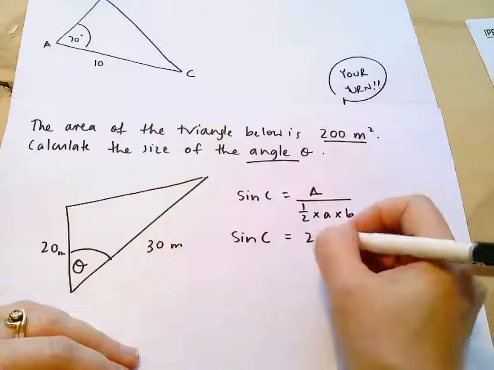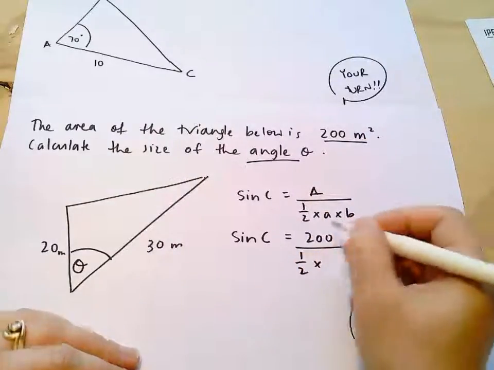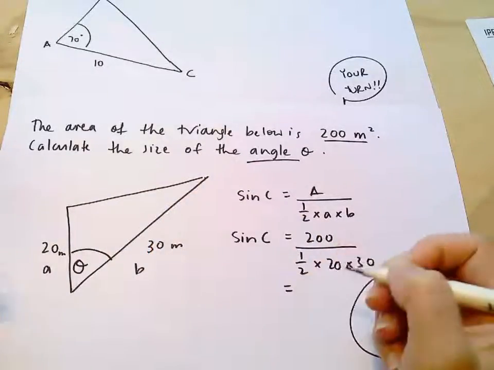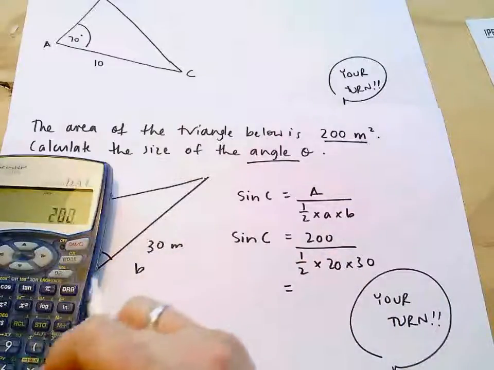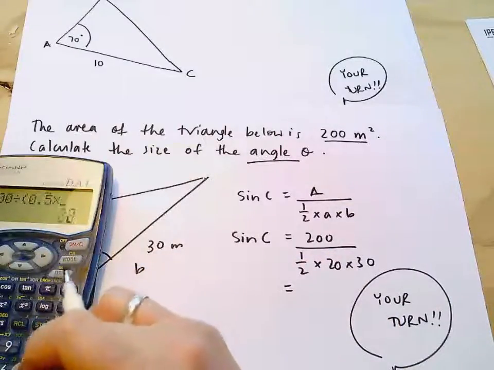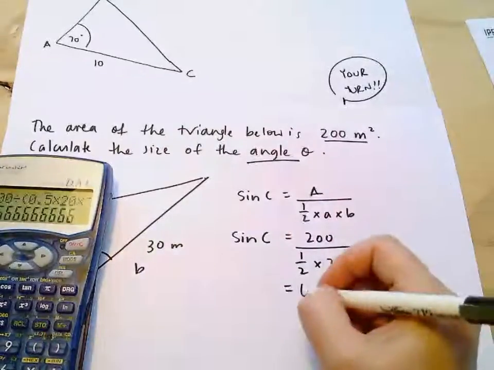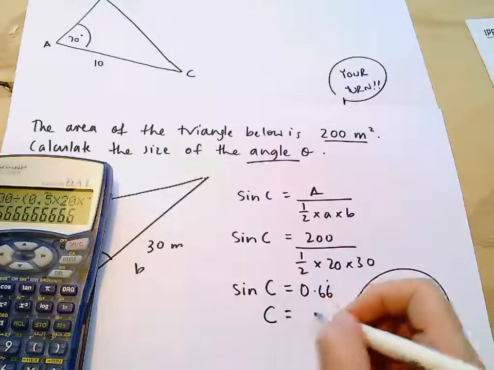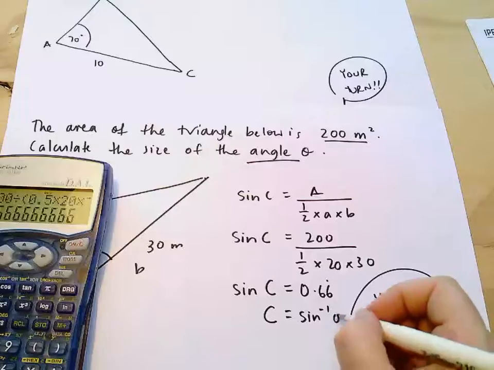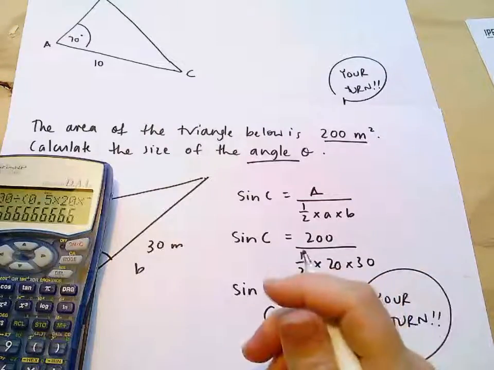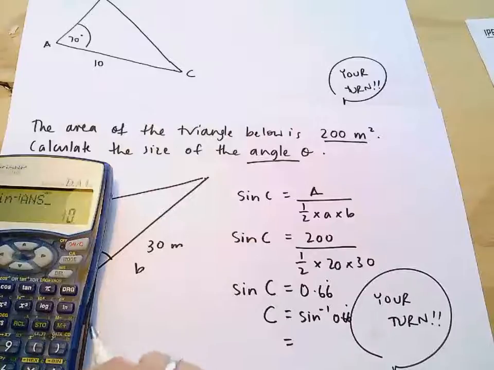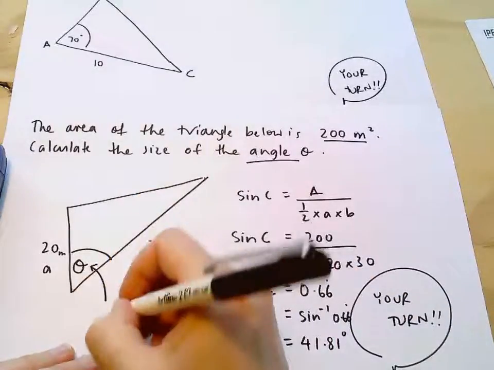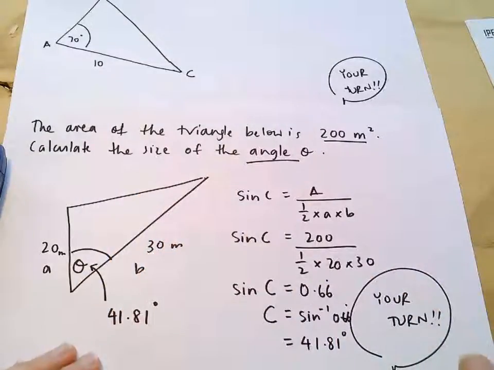So then I've got to plug in the things that I know. I know that my area is 200, a half. My A and B, remember it doesn't matter which one's A and B, so I'm going to go 20 and 30. Whack it in. 200 divided by 0.5 times 20 times 30, close brackets. This gives me 0.66 recurring. Remember, that's given me sine of C. I need C on its own, so I have to do the inverse sine of 0.66. So I take the inverse sine of that answer, and that gives me 41.81 degrees. So hopefully you got that one right. Well done if you did, and maybe have another go if you didn't quite get it right.